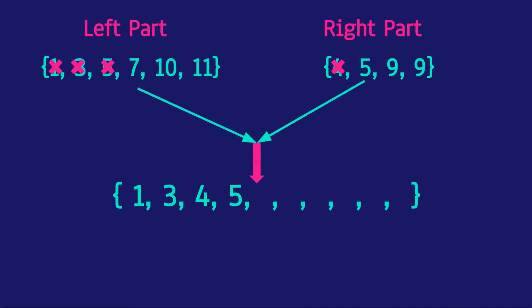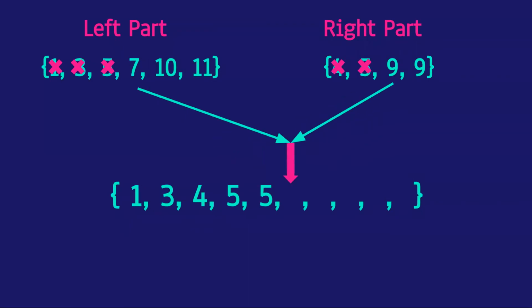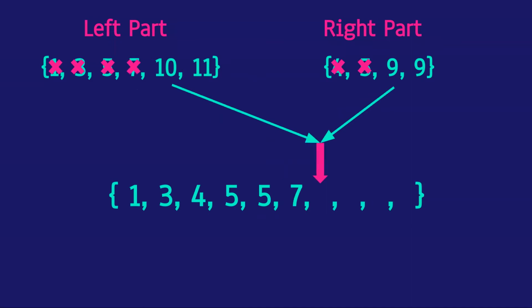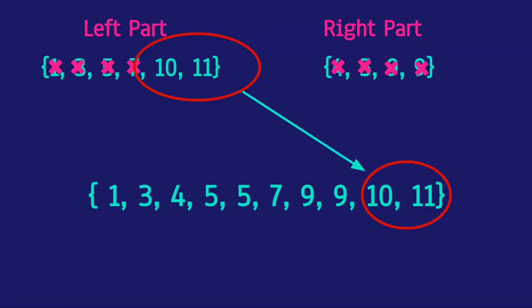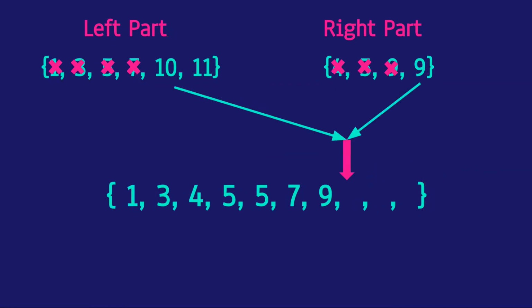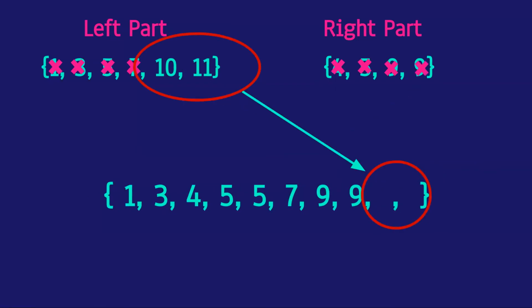Now we are comparing 7 and 5. Who wins? 5 wins. And similarly, we keep doing this process. Now we have 7 and 9. 7 is smaller, so 7 wins. Now we have 10 and 9. 9 wins because 9 is smaller. We have 10 and 9 again because 9 repeated twice. Again 9 wins. So 9 wins, and now we have this situation.